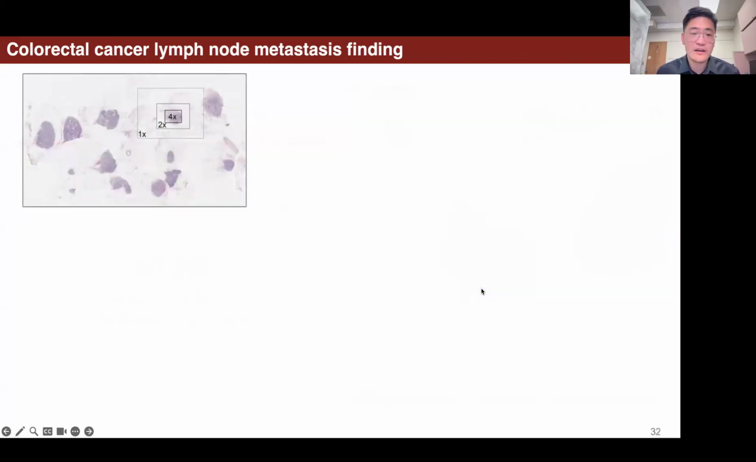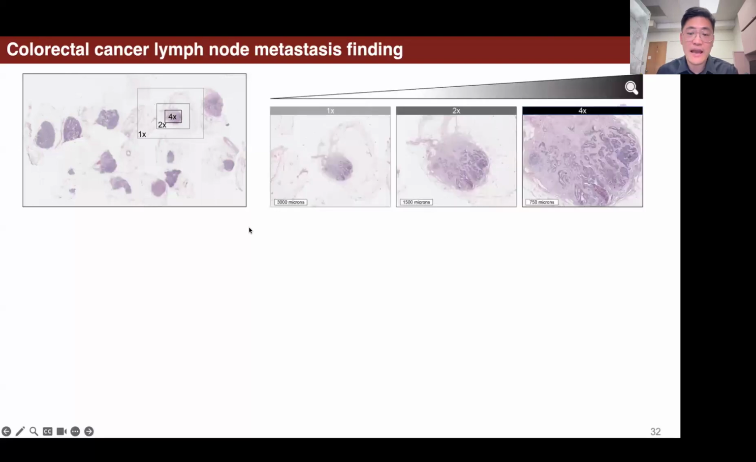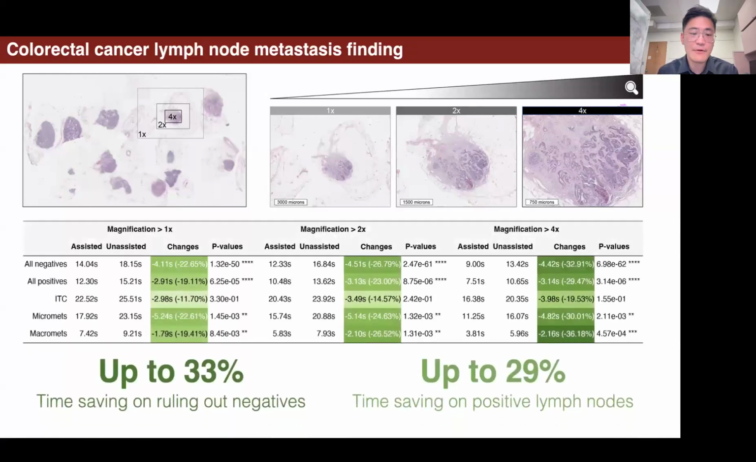Because we build the software, we also record the entire user behavior, such as the mouse movement and keyboard activity. And we especially compare how much time each clinician spent on each single lymph node. We found that using AI to support and assist their diagnosis, we can save up to 33% of time on ruling out negative lymph nodes and up to 29% of time on finding positive lymph nodes.